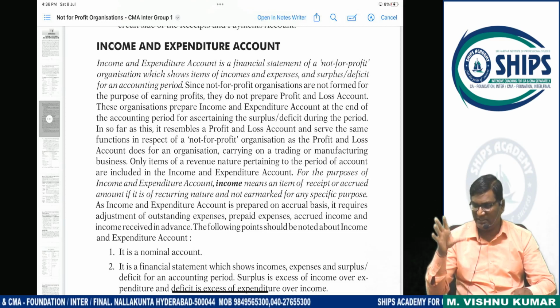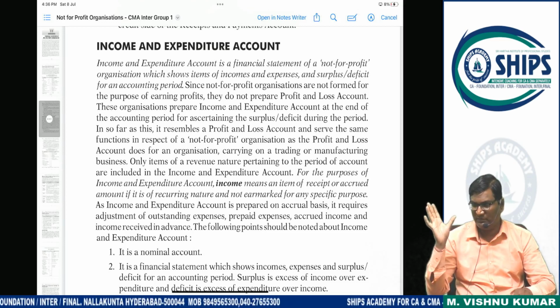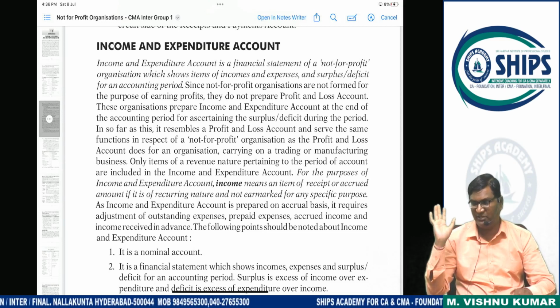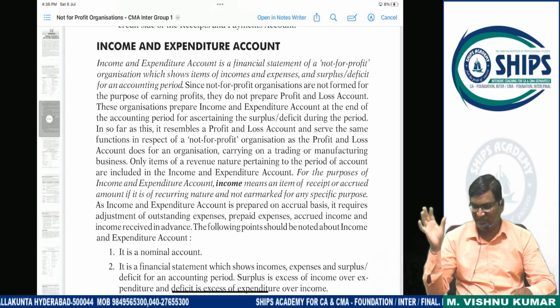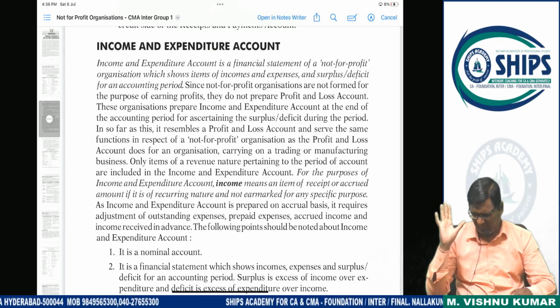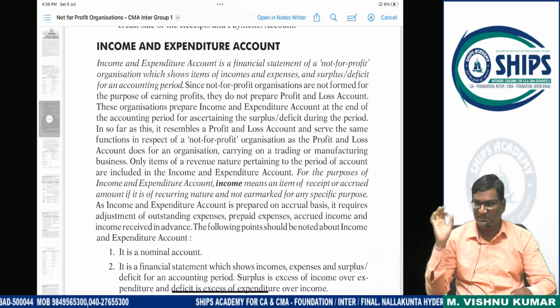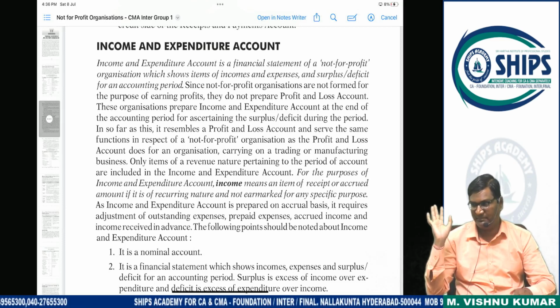Clear? Non-cash expenses also, cash expenses also, both will come in income and expenditure. Okay? Only revenue type expenses will come and revenue type incomes will come. Capital nature expenses and capital nature receipts will not come in income and expenditure.